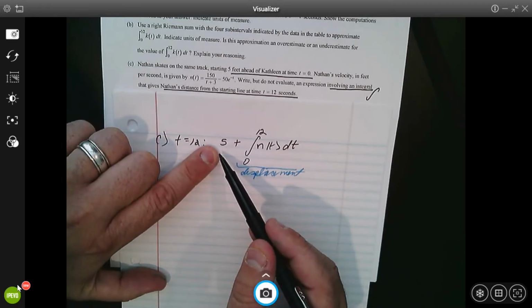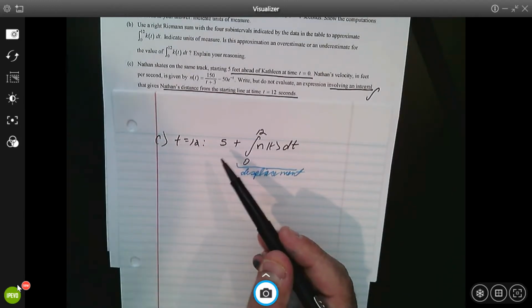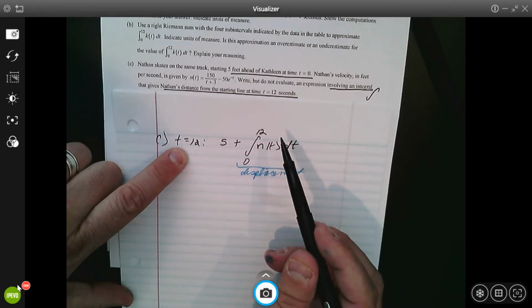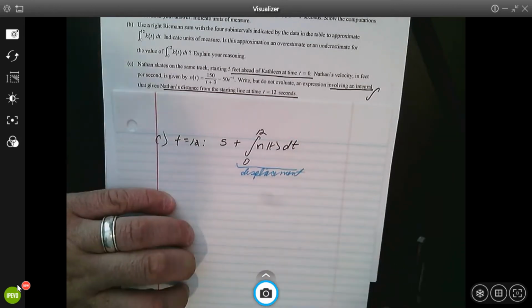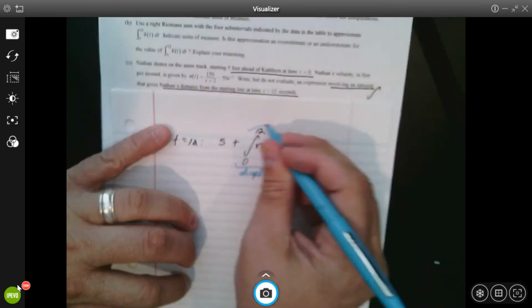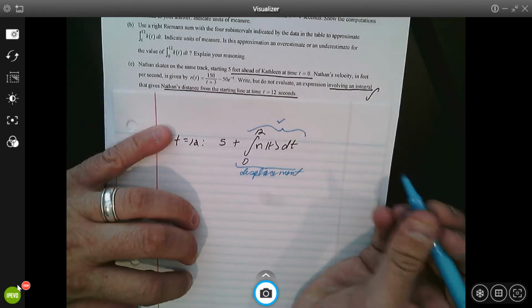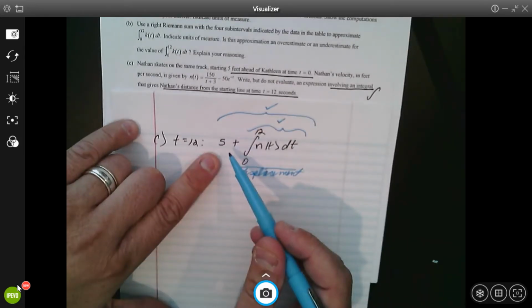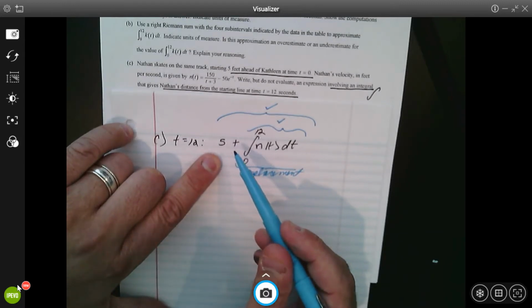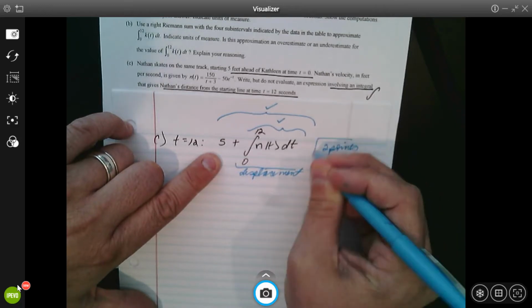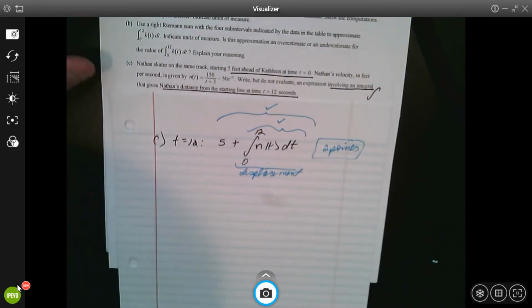The 5 is his initial position. And so what we're going to get is his final location at t equals 12, or his distance from the starting line. College Board offered 2 points for this. There was 1 point for the integral expression. There was 1 point for the whole thing, meaning you remember to include the initial position, for a grand total of 2 points. Not too bad.